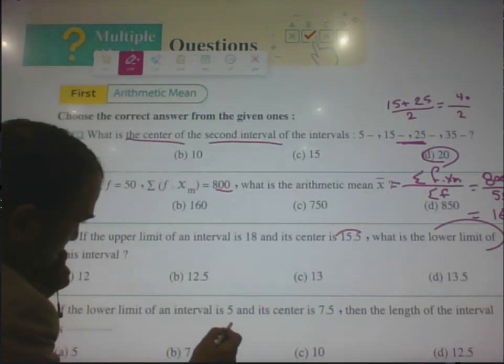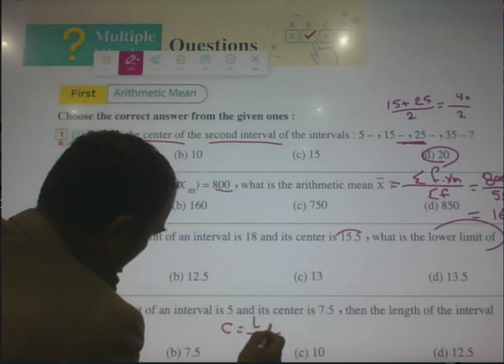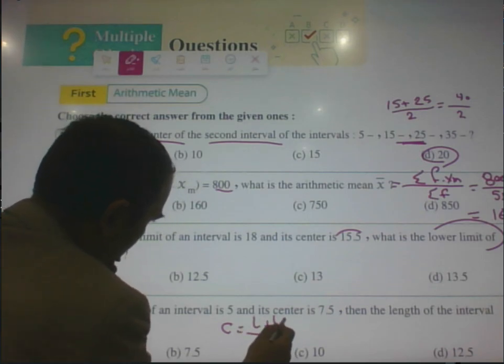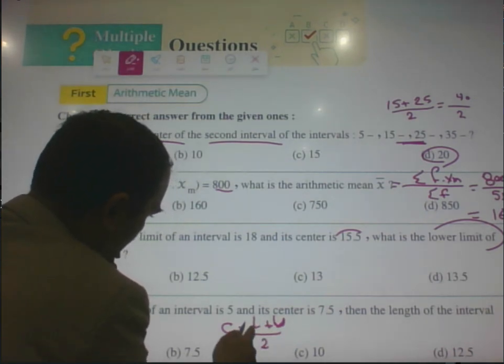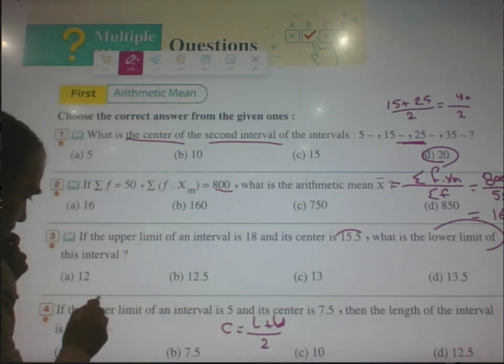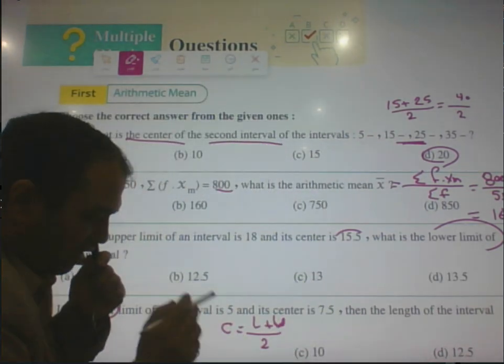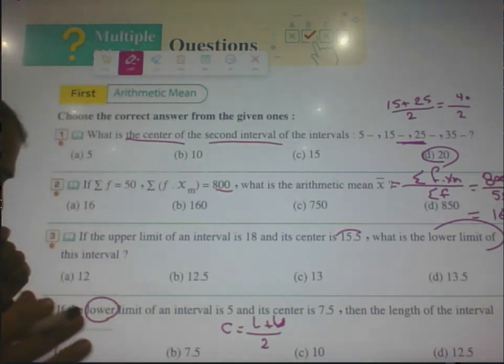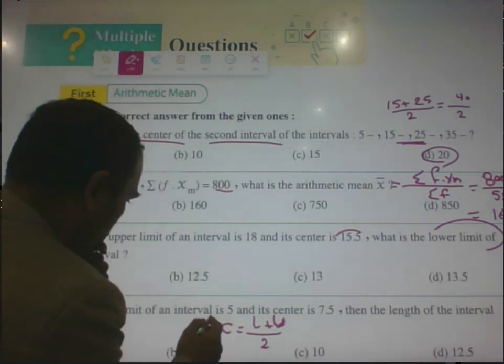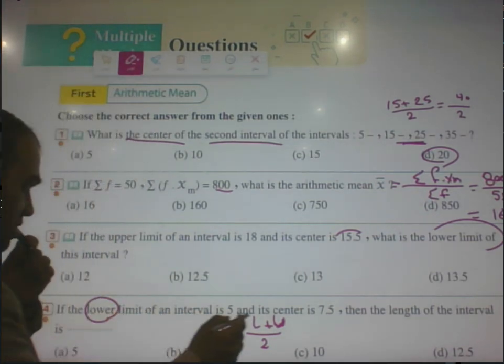By using the rule, center equals lower plus upper, divided by 2. L here is the lower limit, and the upper I will write as U, the upper limit. Understood? Okay, listen to me. The center was given as 7.5.